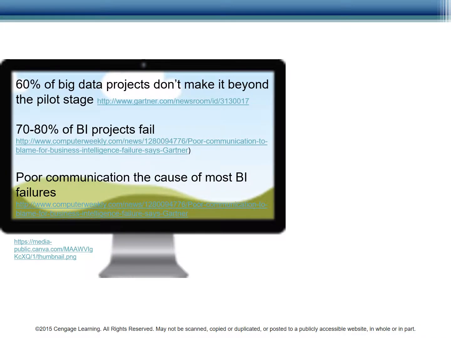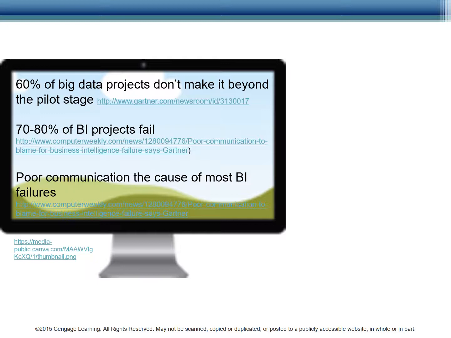Further, Computer Weekly says that 60% of big data projects, that's the current buzzword of choice, don't even make it beyond pilot and experimental phases. That's tremendous potential that isn't being achieved. When business intelligence projects do move forward, 70 to 80% of them fail. Imagine having that rate of failure at most any job. Most of us would be looking for a new job. Even weather forecasters, like my husband, get it right about half the time.